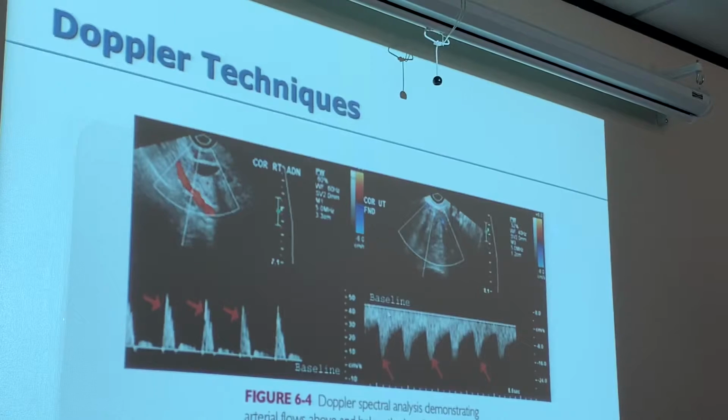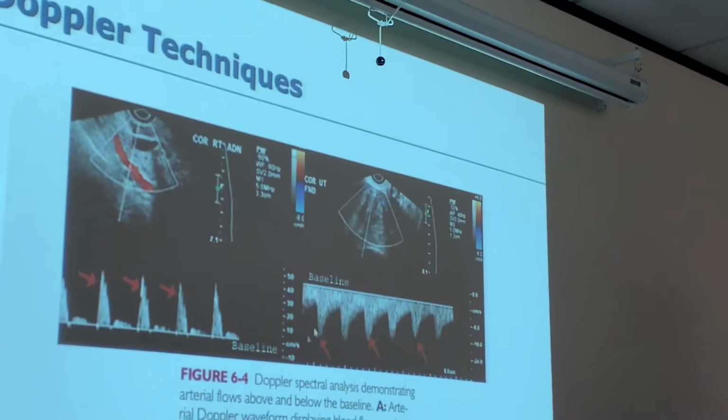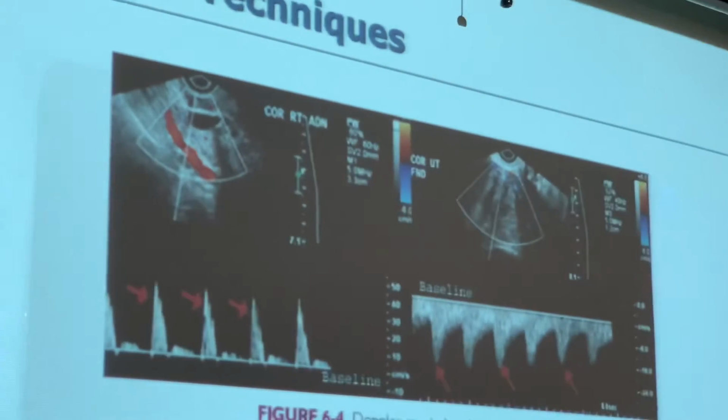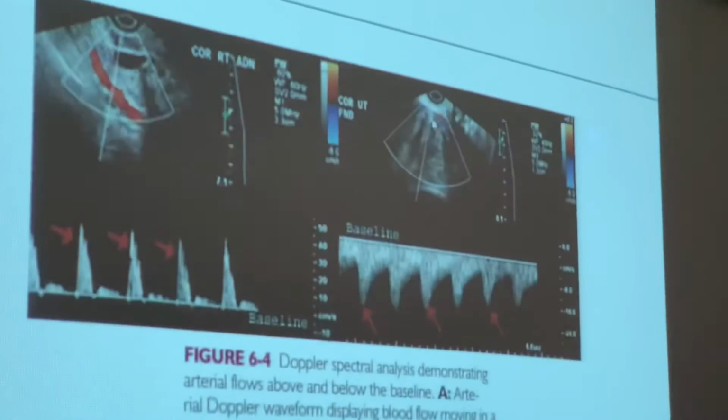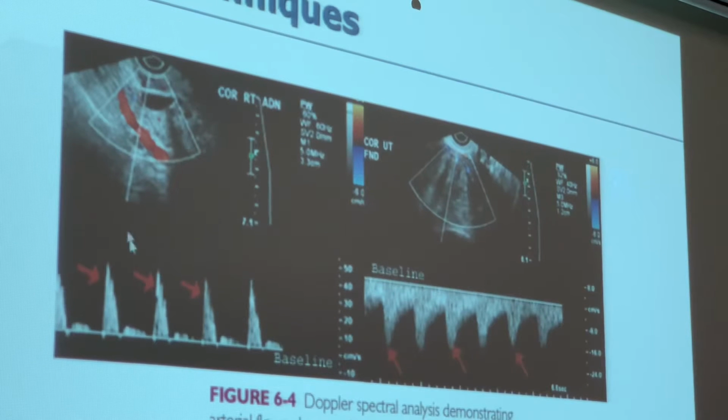Now, here's my baseline. I can change that manually. Here, I am on a blue artery. It's going away from me, so it's below the baseline. Here I'm on the red. Here's my red, it's coming towards the transducer. So this, and this are all right.